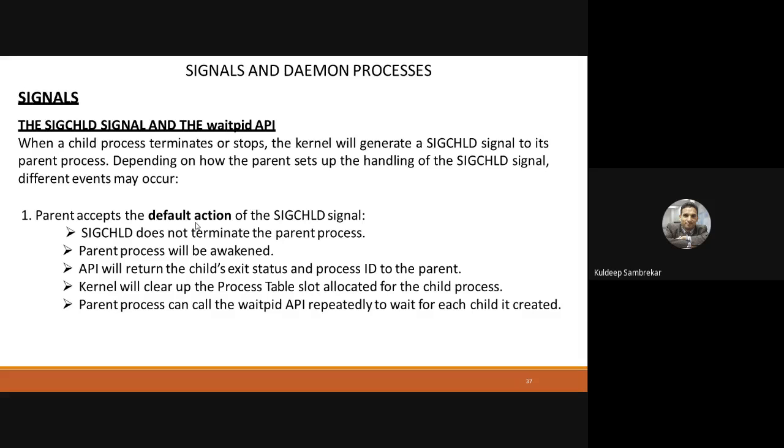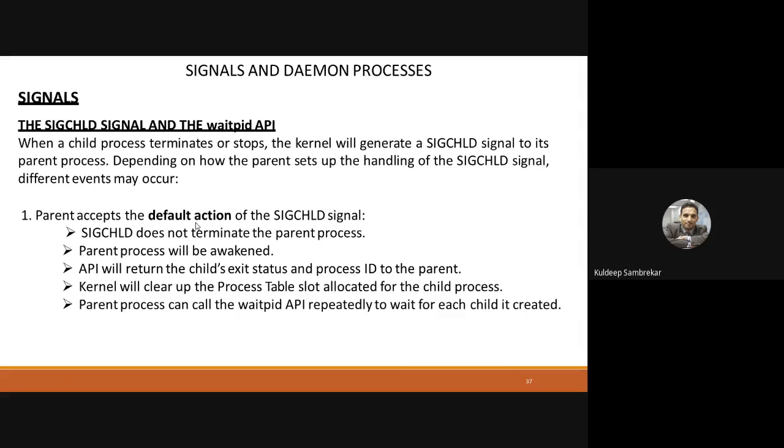Meanwhile, what happens if a child terminates by itself or the child stops? What will the current parent do, or how will the parent get intimated? In that case, there is a signal known as SIGCHLD signal. Whenever a child process terminates, by itself or stops by some signals, the kernel will generate a SIGCHLD signal. It is not child, okay? It is SIGCHLD signal to its parent process, because the parent should also be knowing what is happening with the child.